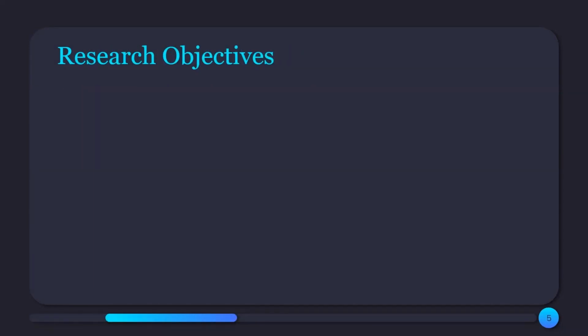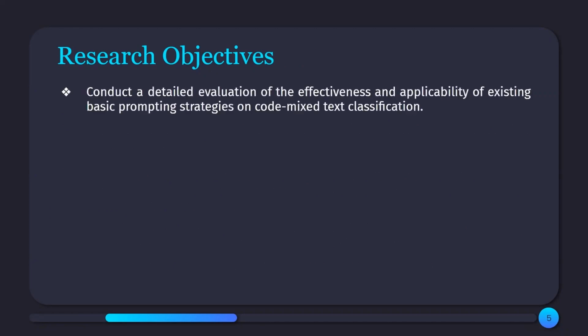Research objectives. In our research, we have set out to accomplish three main objectives. Firstly, we will conduct a comprehensive evaluation of different basic prompting strategies to assess their effectiveness in classifying code mixed text. Building on these findings, our next objective is to enhance the performance of the selected strategy, refining it for code mixed text classification.